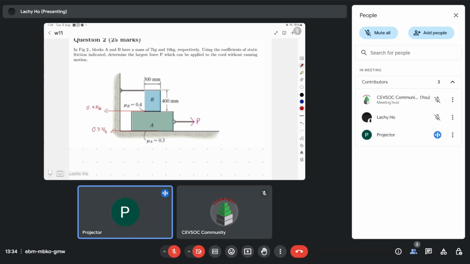So let's start drawing our free body diagrams. There's a tension force here, which is just keeping the block from moving. And this block here has a weight force. So A has a weight force of 7 times 9.81. And B has a weight force of 10.